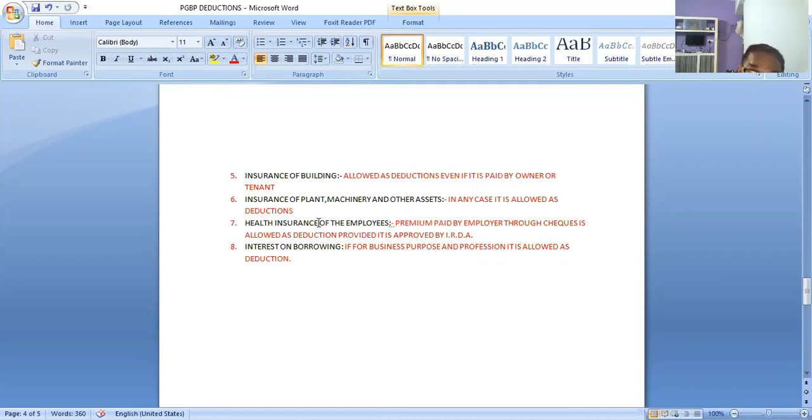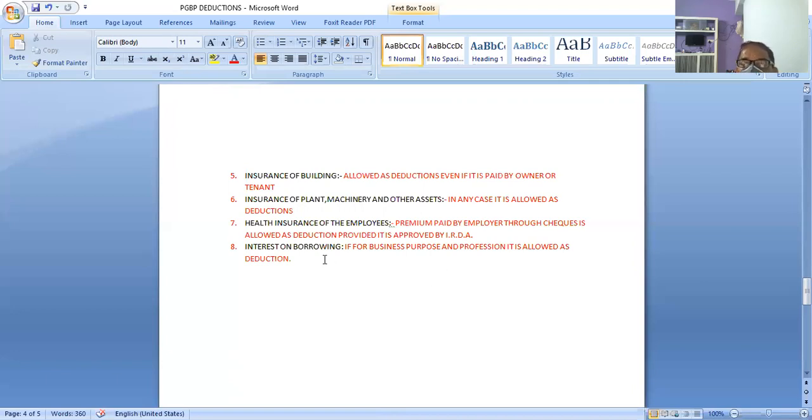Next, health insurance of the employees. In your business, suppose you are doing any business, you will have some employees. For them, you have taken health insurance and you are paying the premium. If you pay the premium through check only, then that is allowed as deduction, provided it is approved by IRDA. What is IRDA? Insurance Regulatory and Development Authority. If it is approved by IRDA and the employer pays the health insurance premium of the employee through check, not through cash. Remember, if it is through cash, that is disallowed. Only through check, if the premium is paid by the employer, that is allowed as deduction.